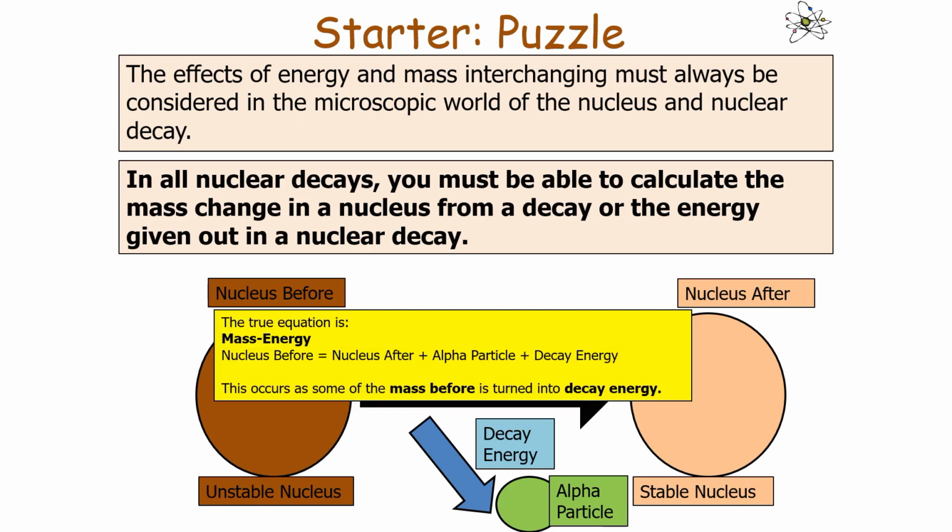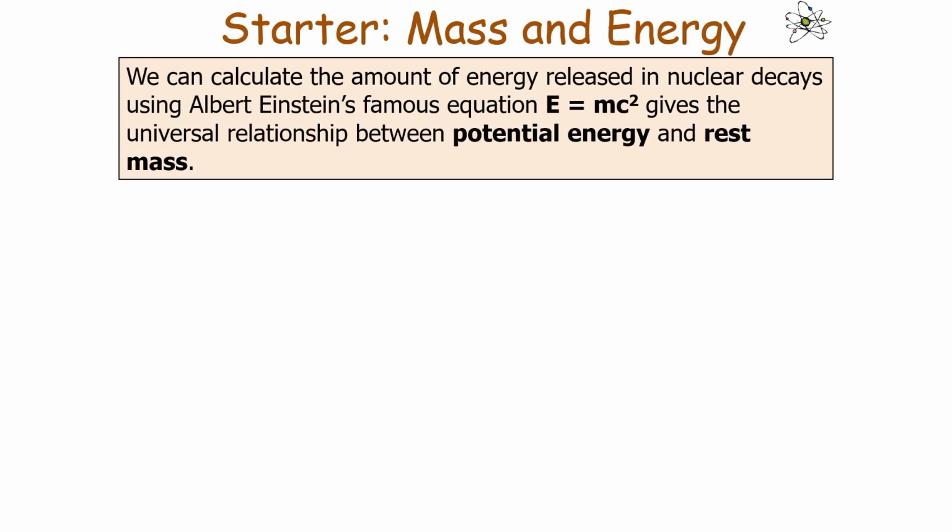So the true equation is actually saying that the mass-energy of the nucleus before is equal to the mass of the nucleus afterwards plus the mass of the alpha particle afterwards plus the decay energy afterwards. So some of the mass before has turned into decay energy. So some of the mass has been lost to energy, so this mass change is called the mass defect. We can calculate the amount of energy released in nuclear decays using Albert Einstein's famous equation, E equals mc squared, which gives us the universal relationship between the potential energy stored in an object and its rest mass.